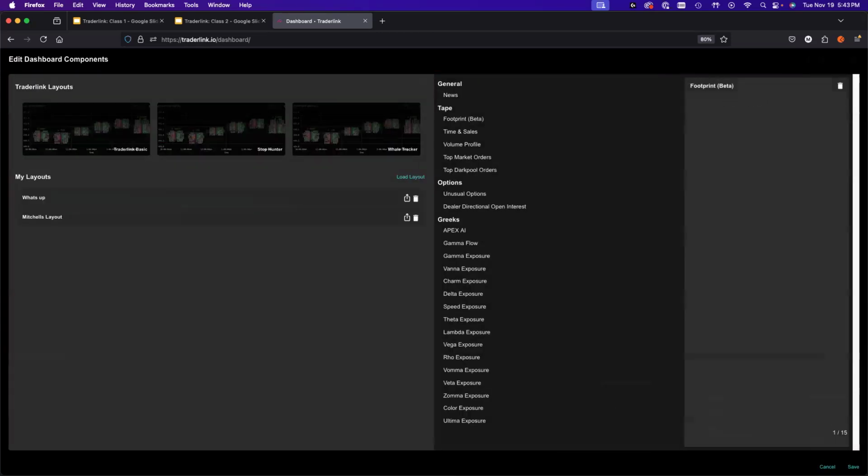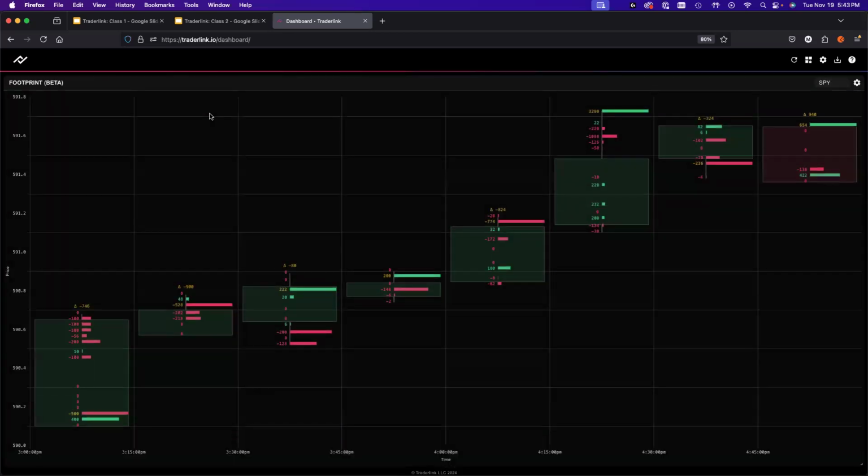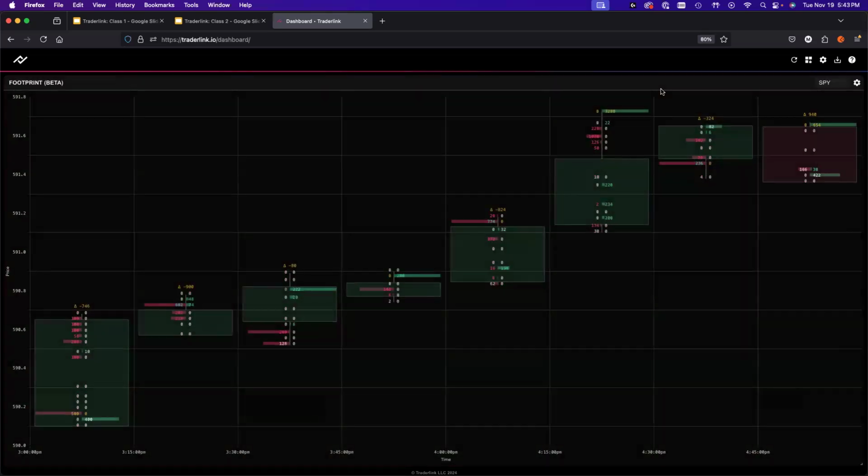And then the last thing that we're going to look at today is how to read the footprint. There are two modes that the footprint uses. But the footprint is only looking at the orders that are at or under the bid or at or over the ask, right? This is important to understand because we don't care about orders at the mark. We've already discussed that orders at the mark do not move the market.